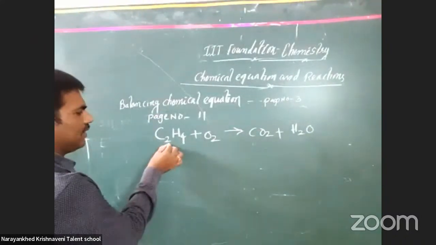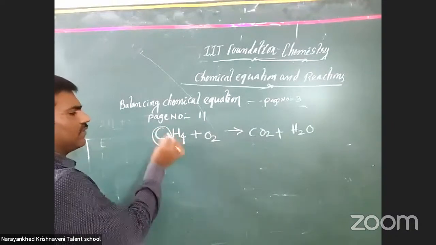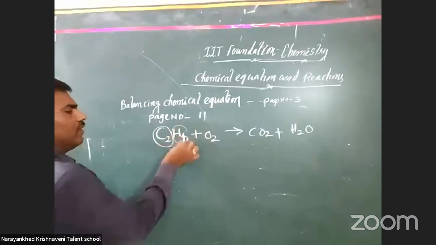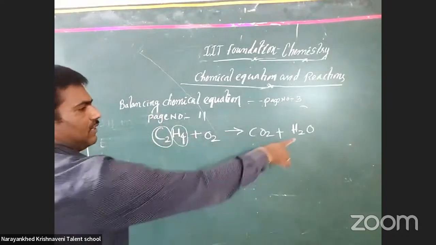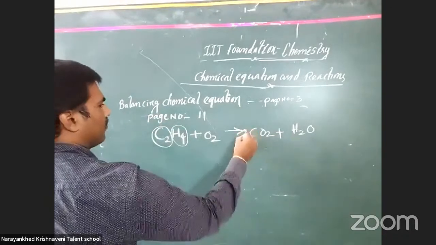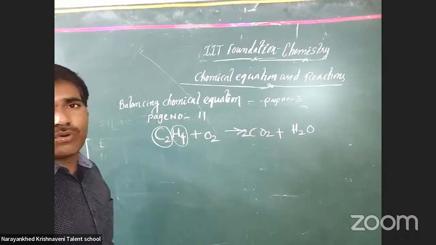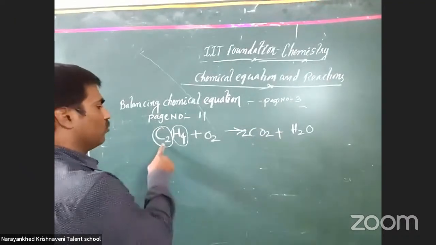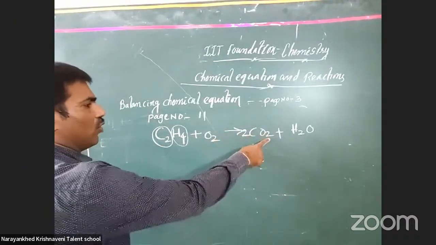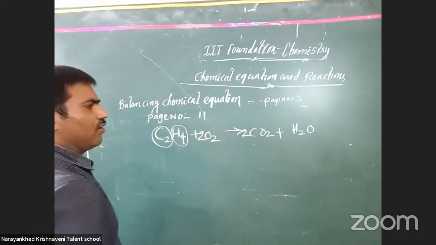One second, how many carbons are there? Two carbons are there on the left. And how many are there on the right? Only one, so make it two. What changes are coming? Two carbons, and there are four oxygens. Again, you make it two here.